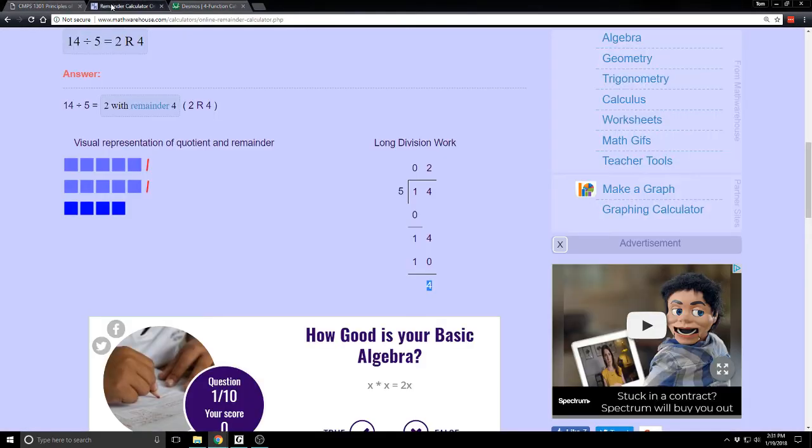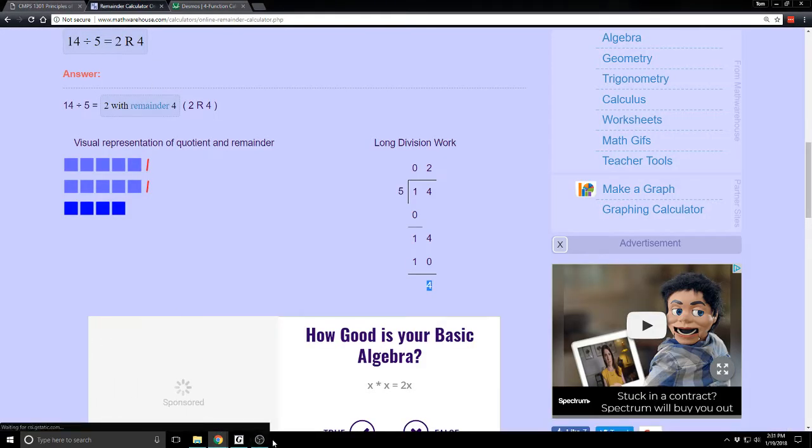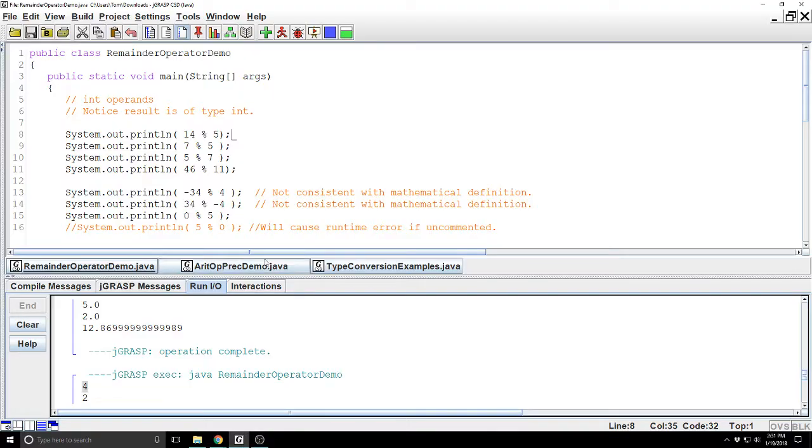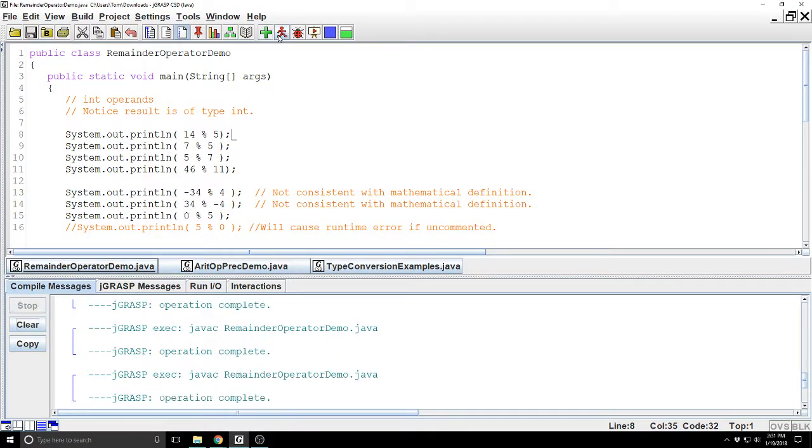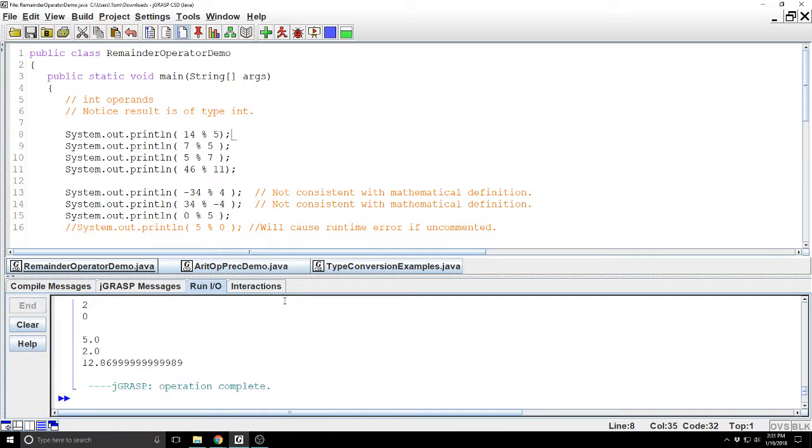All right, let's look at some other examples that we have here in the code. Let's compile it and run it. The main examples I care about are these first 4 examples right here. So 14 divided by 5, we just did that one. We know that we come out to get 4. On this one, 7 remainder 5, that would come out to be 2.